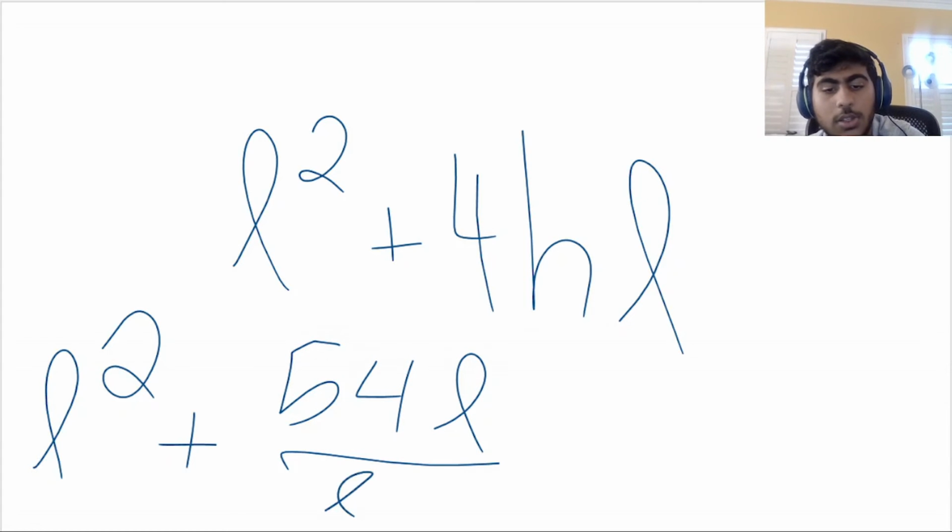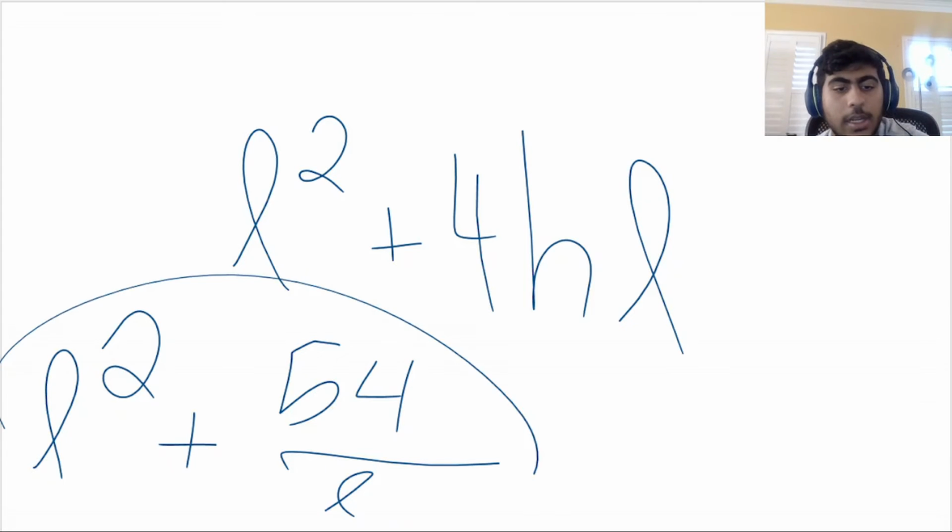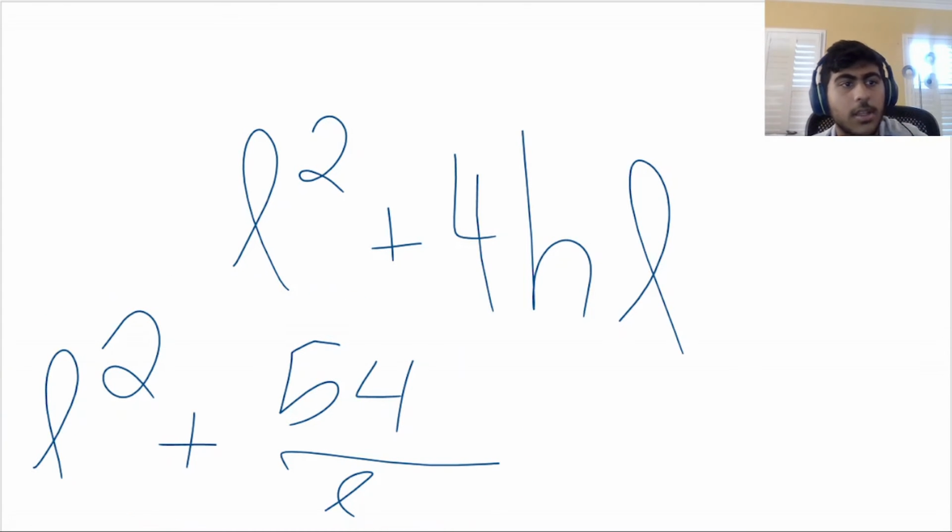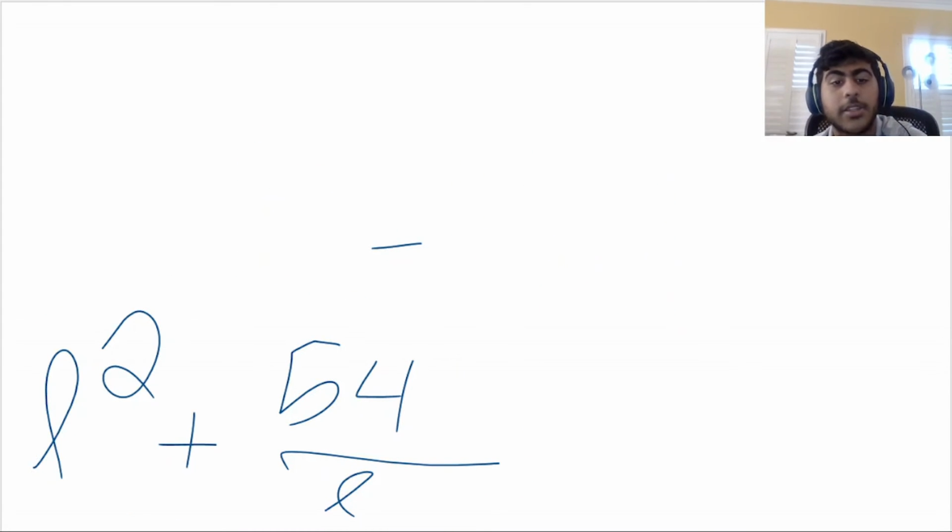54L over L squared. So we just get rid of this L, we get rid of the squared. And that is our surface area right there. Now we want the minimum, so we take the derivative, because that gives us our rate of change, right? That's how you do these problems.